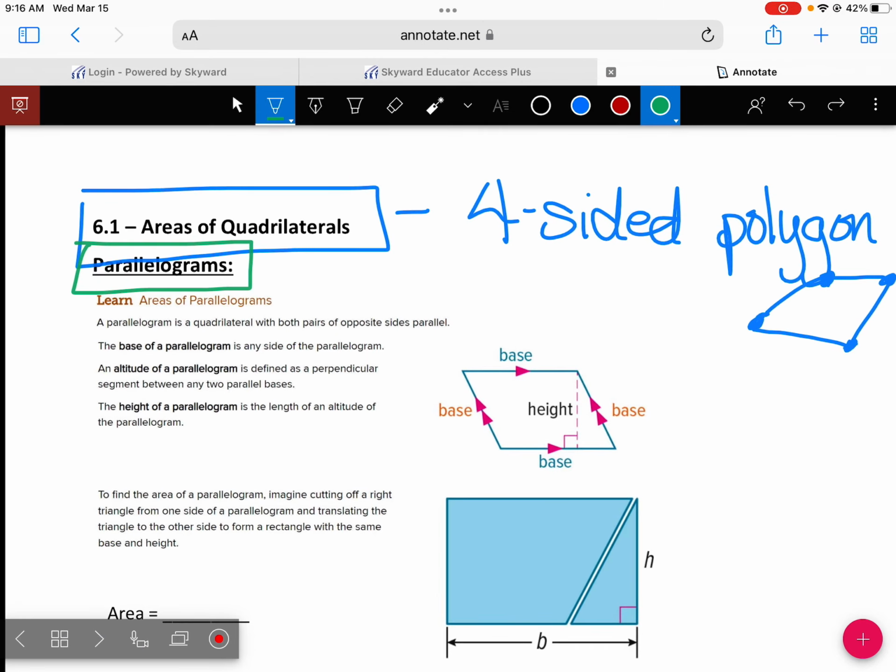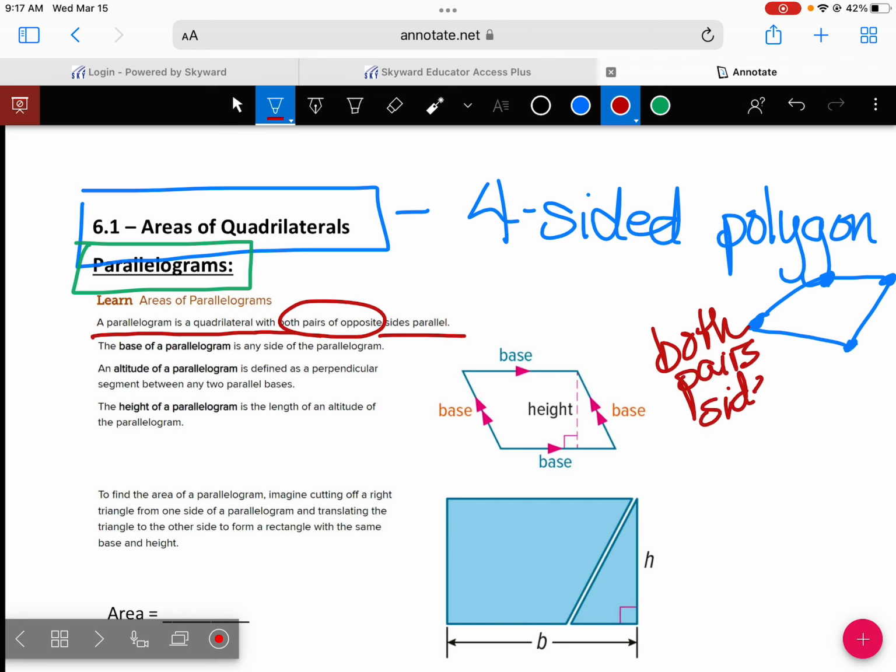Why are we talking about shapes? Because we're finding the area of these shapes. So a parallelogram is a quadrilateral. Both pairs of opposite sides are parallel. Both pairs of sides are parallel, and that's what these arrows show.